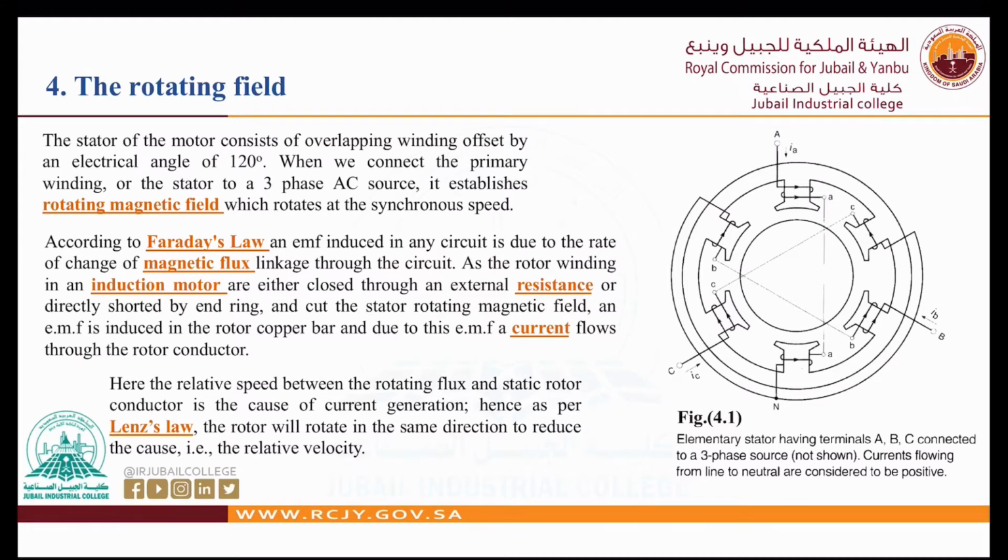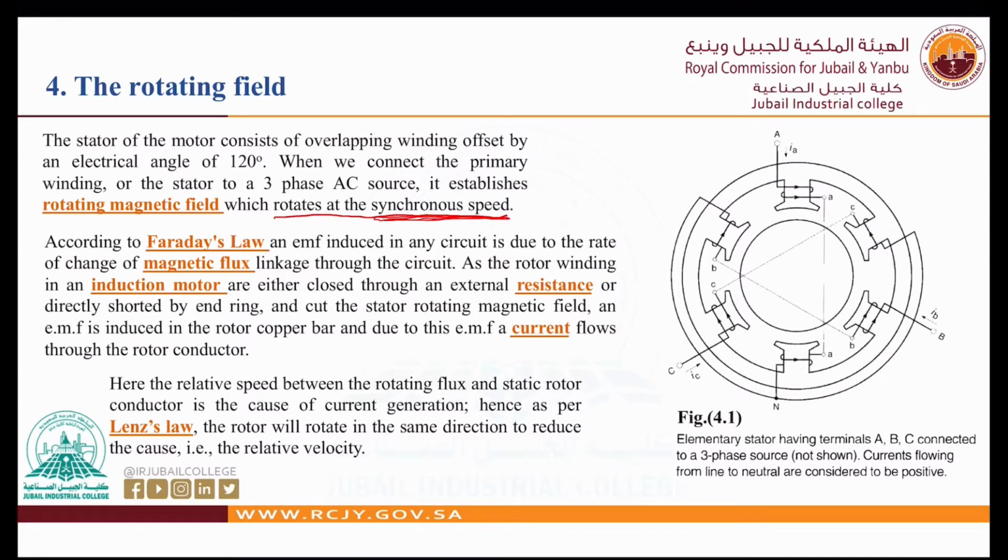Now, the rotating field: when we connect the primary winding or the stator to a three-phase AC source, it establishes a rotating magnetic field. Now, this rotating magnetic field rotates at synchronous speed. We will understand the synchronous speed in the coming slides, but make sure that you understand that if you have the same number of poles as the generator, we will have the same synchronous speed. So we will have the rotating magnetic field from the supply, right?